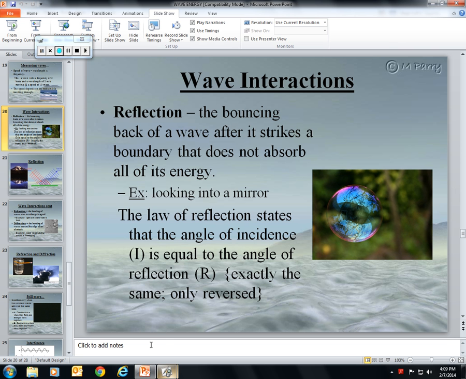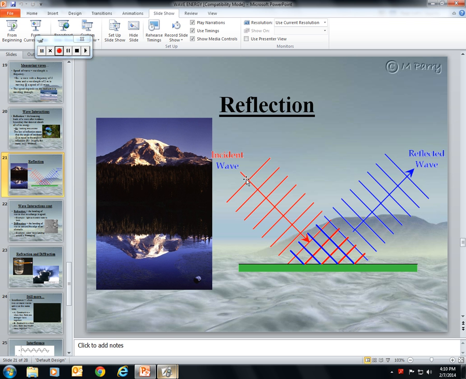The law of reflection says exactly what I just said, that the angle of incidence, it going in, is equal to the angle of reflection, it coming out. If it goes in at 90 degrees, it comes out at 90 degrees. Here's a good picture showing, so the wave comes in at this angle, comes out exactly the same angle.